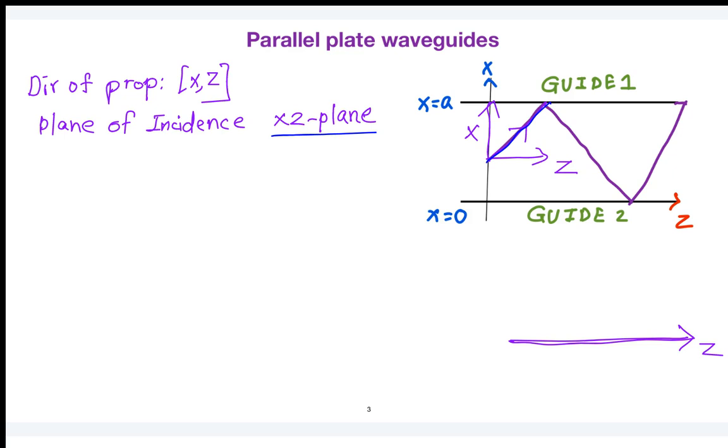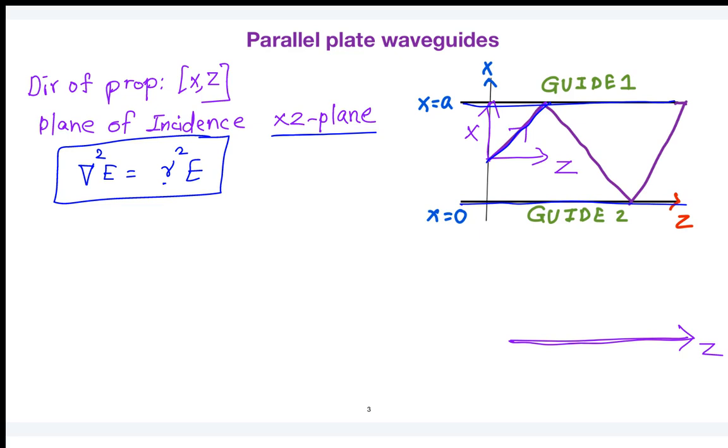Subject to that, next we are going to discuss some mathematical theory. First we start with the wave equation, which says del square E equals gamma square E. And what does gamma represent? Gamma is the propagation constant in this medium. So if we have a wave present between the two conducting plates, gamma represents the propagation constant in the resultant XZ plane.